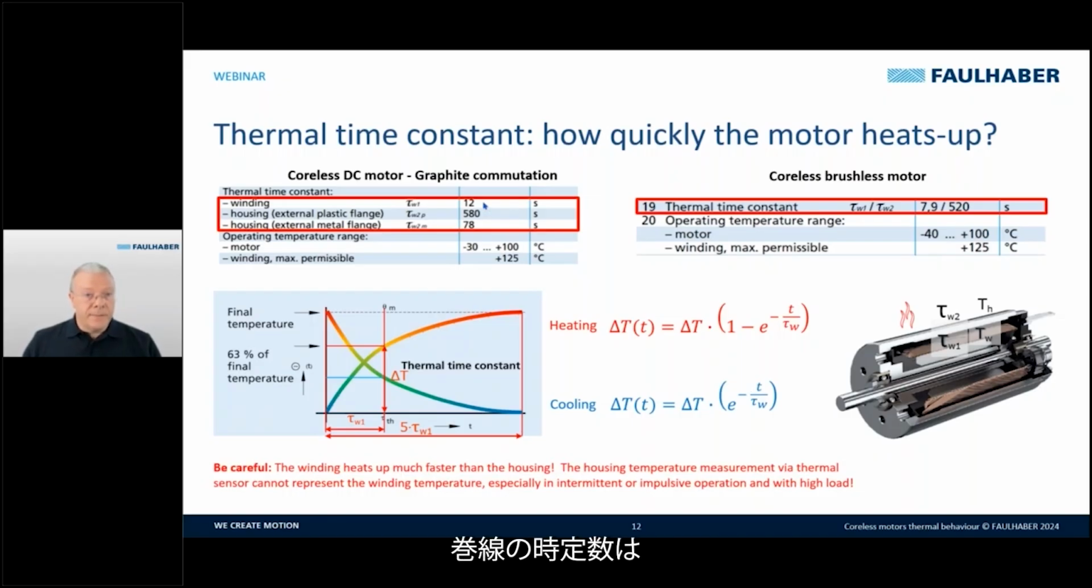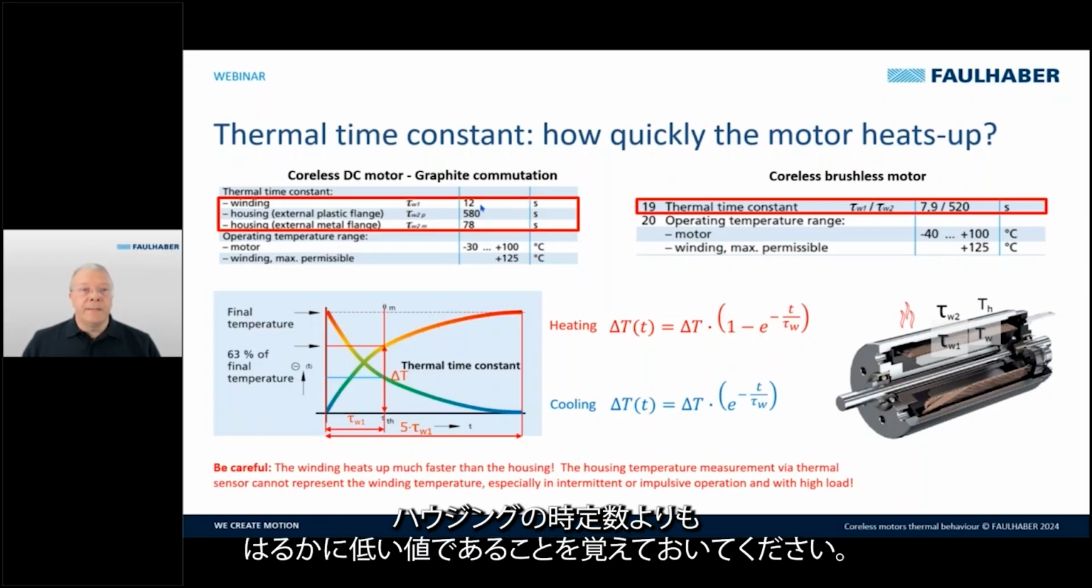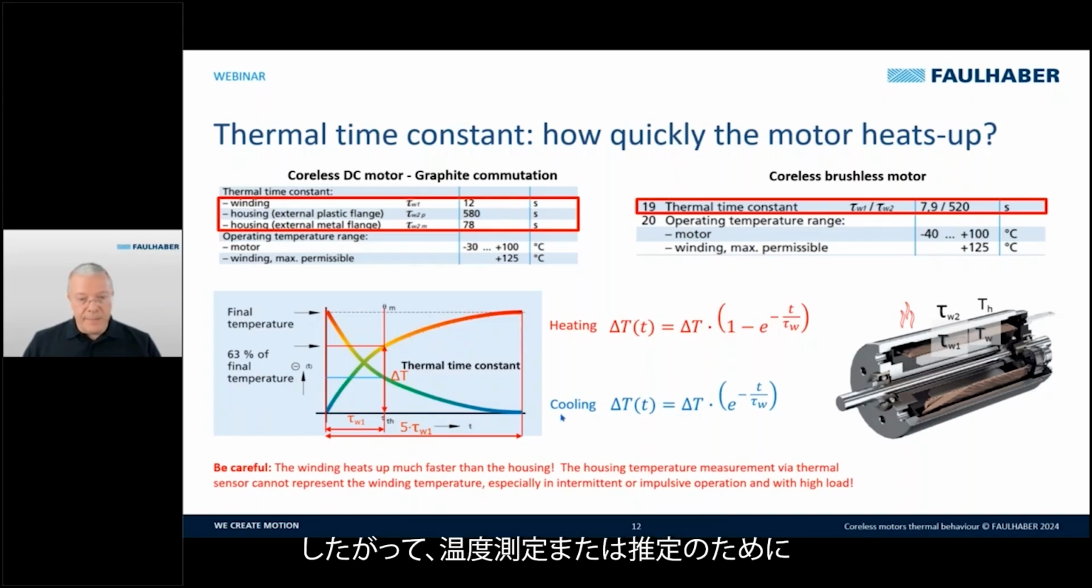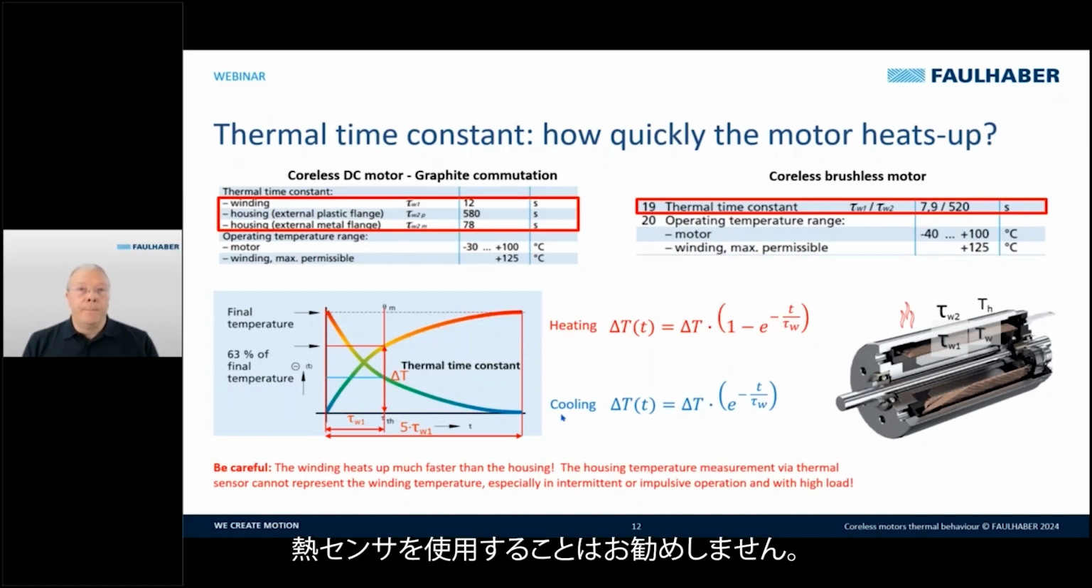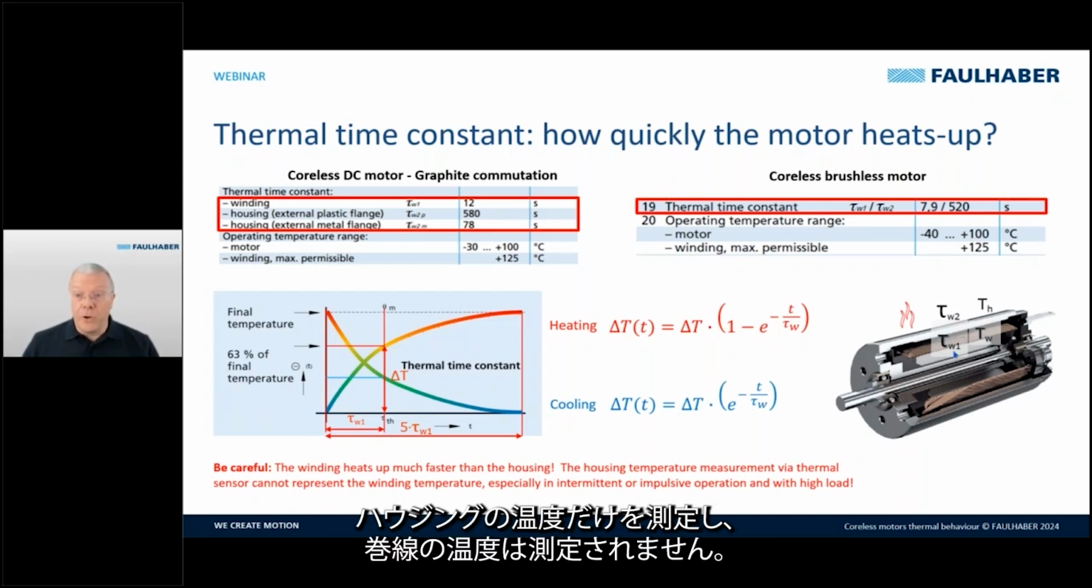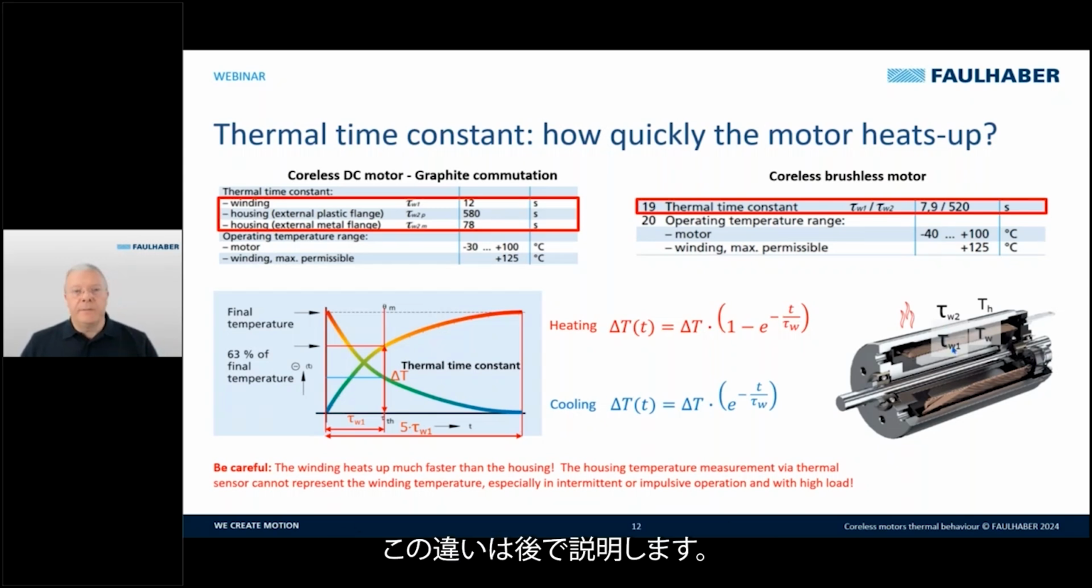Remember, the time constant of the winding is much lower than the time constant of the housing. So this means that we don't recommend using a thermal sensor in order to measure or to estimate the temperature. If you place the sensor on the housing, then you measure only the housing temperature, not the winding temperature. We will see the difference later.